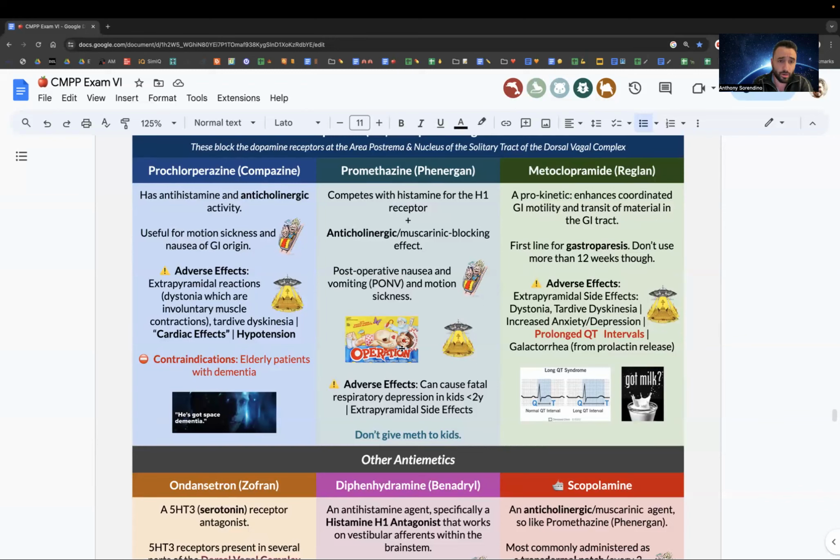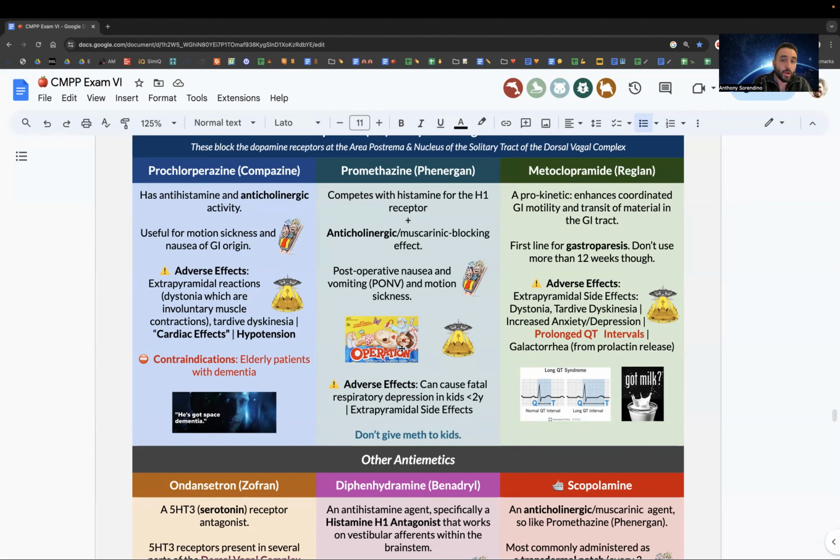Now, the whole top row here are going to have these adverse effects known as extrapyramidal reactions. This is like seizures, like muscle rigidity, tardive dyskinesia, which is like lip smacking and facial twitches. So involuntary muscle contractions. So they all can cause these. The big one with Compazine, the big contraindication here is elderly patients with dementia. You don't want to give it to them. The other thing with Compazine, again, prochlorperazine, is it can cause cardiac effects and hypotension. So just remember that.